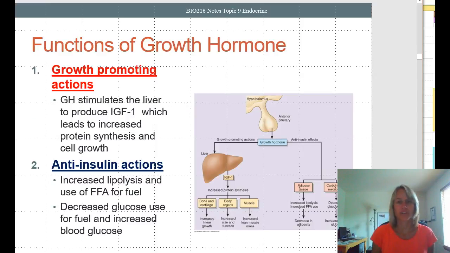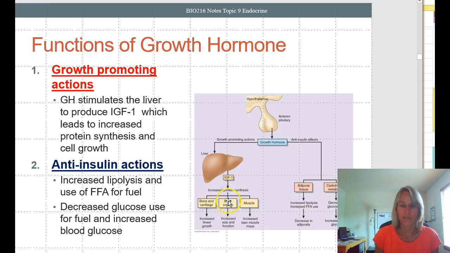So first, let's talk about the functions of growth hormone. Growth hormone has both growth-promoting actions and anti-insulin-like actions. It's released by the anterior pituitary, and it's going to act on the liver to produce IGF-1. And IGF-1 is going to increase protein synthesis in bone and cartilage. That's going to lead to increased linear growth, so it accounts for the growth of your long bones.